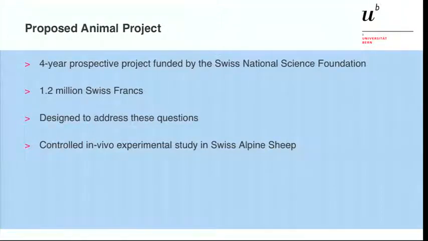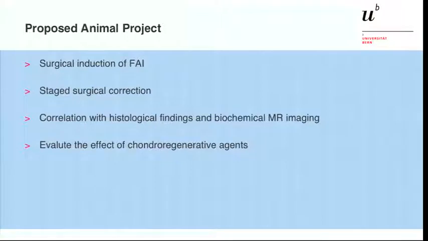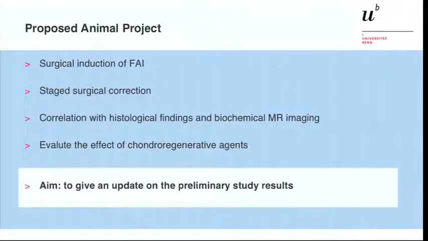What it basically is, is a controlled in vivo experimental study in Swiss Alpine sheep. What do we do with this project? We try to surgically induce femoroacetabular impingement, CAM-type impingement. We would like to do some staged surgical correction. We would like to correlate the histological findings with biochemical MRIs, and we would like to evaluate the effect of chondrodegenerative agents, or at least provide a platform for doing so. The aim of this talk is to give you an update on the preliminary results, because we are about at mid-time of this period, and this is how it looks.